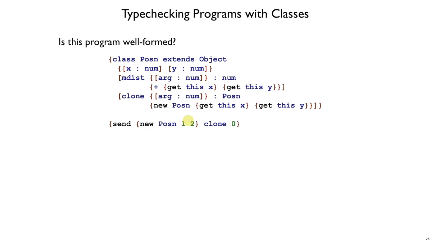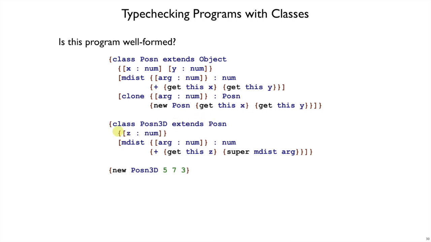We make a new Posn given it 1 and 2. That's all good. We call the clone method with a dummy argument 0, but it's expected to be a number. And we return a Posn. As declared, we actually do return a Posn. The x field is a number, and the y field there is a number. This all looks good. So in fact, this program is well formed.